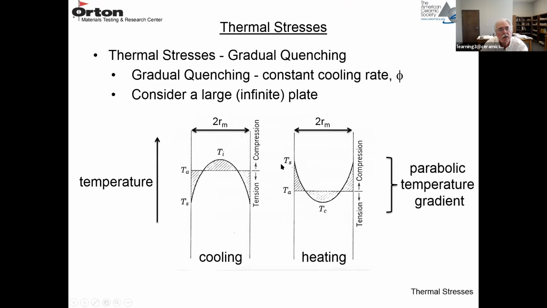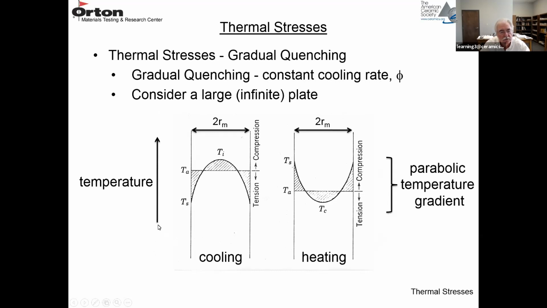The other situation is a gradual quenching. So in a gradual quenching, let's assume we have a constant cooling rate, phi. And again, we'll take a large infinite plate. This diagram on the left is the cooling cycle. The one on the right is the heating cycle. So when you have a gradual quenching with a constant cooling or heating rate, you get these parabolic temperature profiles.